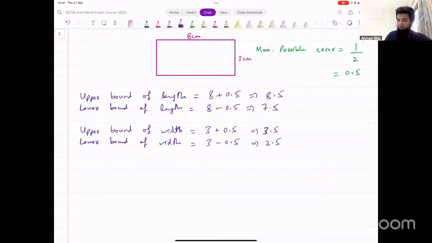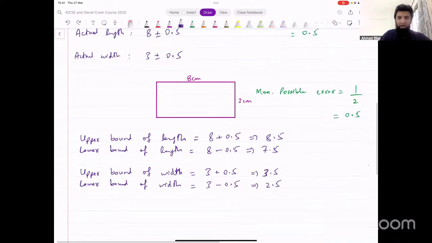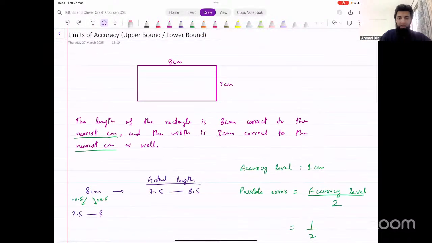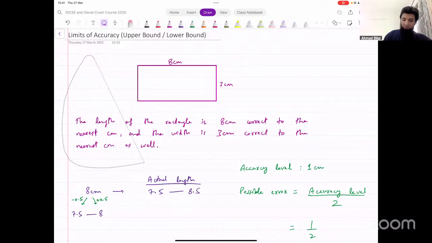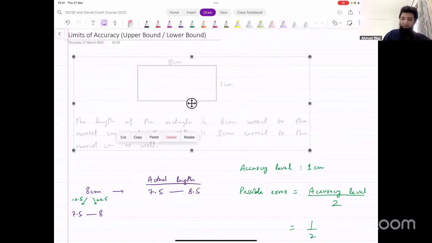Where does that come from? Any number between 2.5 and 3.5 is going to round off to 3. So if the width is being measured as 3 centimeters to the nearest 1 centimeter, then the actual width could be anywhere between this. This is the idea of upper bound and lower bound. This is how we calculate upper bound and lower bound for any number. Now, in this case, we were given that the measurement is correct to 1 centimeter, right? Correct to the nearest centimeter.